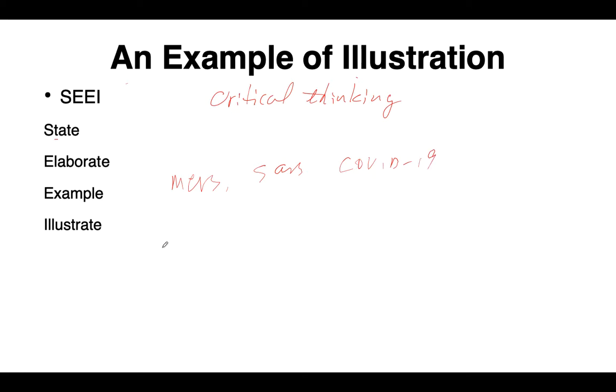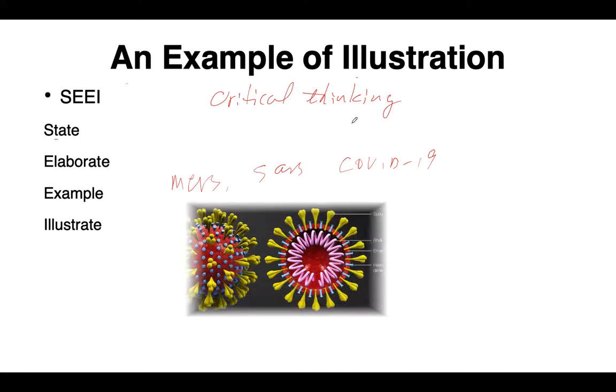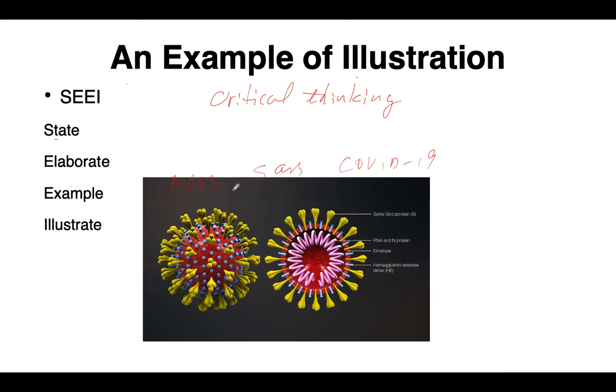Now, to illustrate that, you can provide an image or chart of what the coronavirus looks like. For example, here, you can show people what the coronavirus looks like. You can see this is the RNA structure, right? And then that's the envelope, a lipid envelope. This one is a hemagglutinin esterase dimer in this case, and the spike glycoprotein for this one.